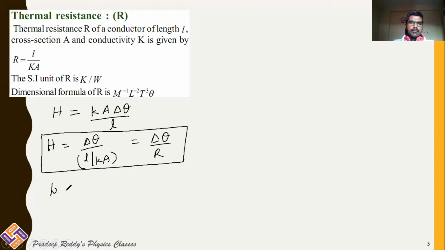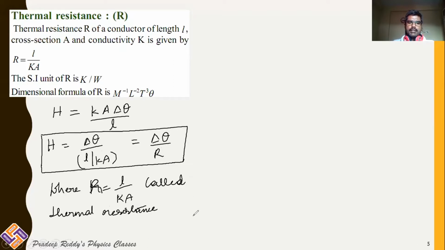I'm just writing this as R, where R is equal to L divided by KA, called thermal resistance. It is called the thermal resistance of the given material.